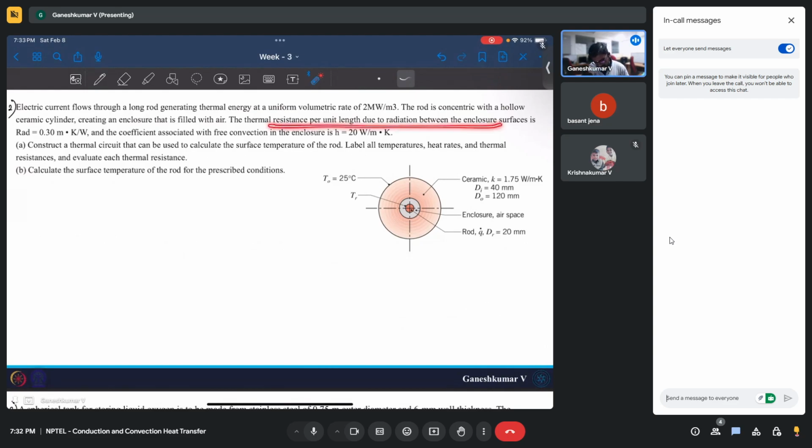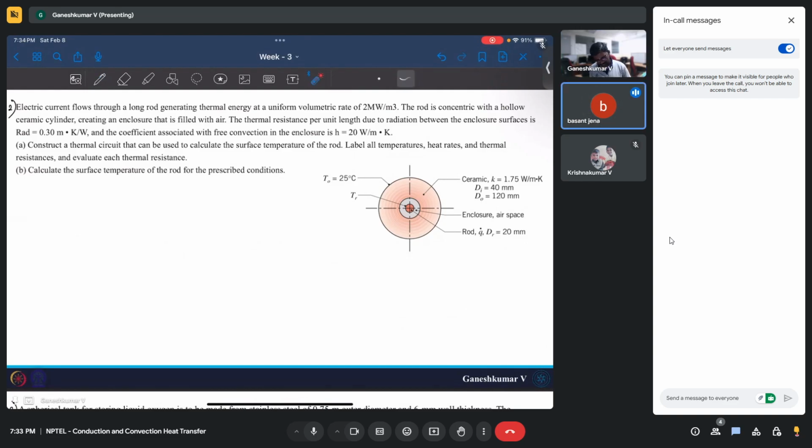The thermal resistance per unit length due to the radiation is 0.3 meter Kelvin per watt, and the coefficient associated with the free convection in the enclosure, since air is filled here, there will be convection going on in between these spaces, and that h is 20 watt per meter Kelvin. Now we are asked to construct a thermal circuit which can be used to calculate the surface temperature of the rod, and label all the temperatures, heat rates, thermal resistances, and evaluate the thermal resistances. So we need to draw a thermal circuit, and then finally calculate the surface temperature of the rod. Is the question clear?